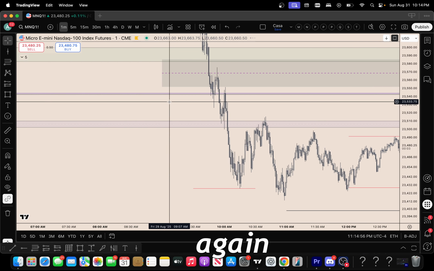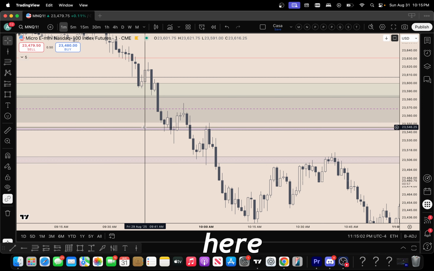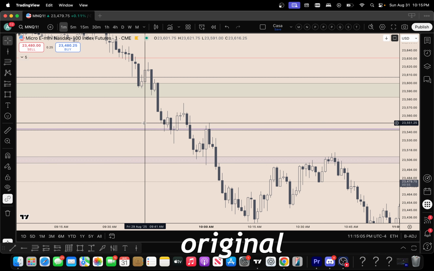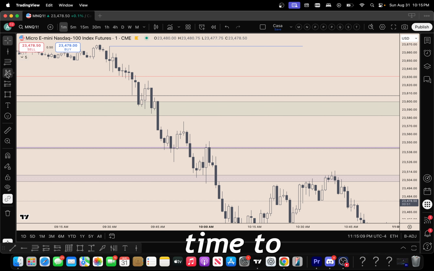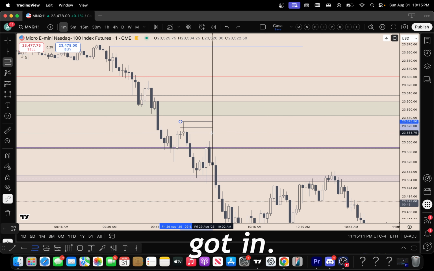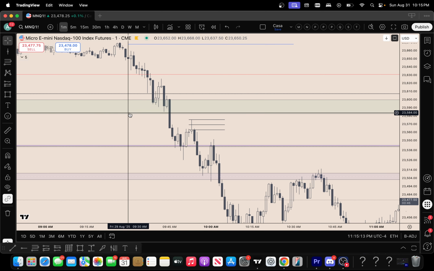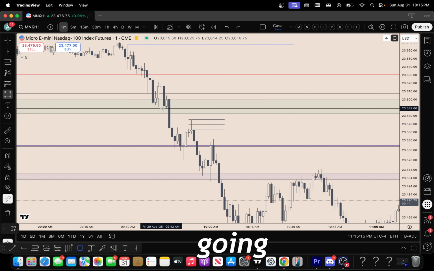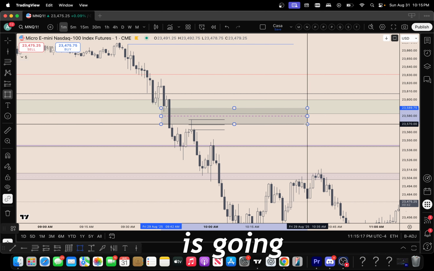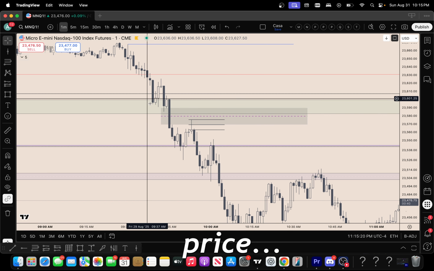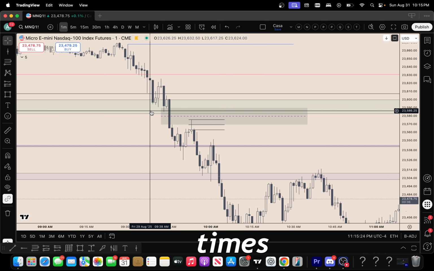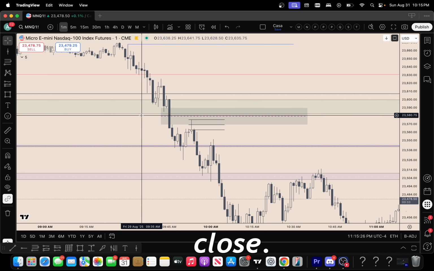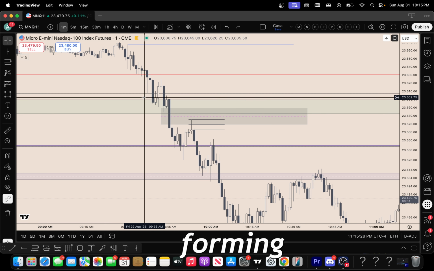Those were in the macro times. Again, it's actually right here on the M1 because I missed this original first Casa's wick theory. But I waited for the macro time to present itself and I got in right here. A lot of people are going to be like, yo, how'd you know that this SIBI was going to hold? Again, time and price. Your new day opening gaps, your new week opening gaps, those are specific times. Like this open, this close, these are specific times that these gaps are forming, right?